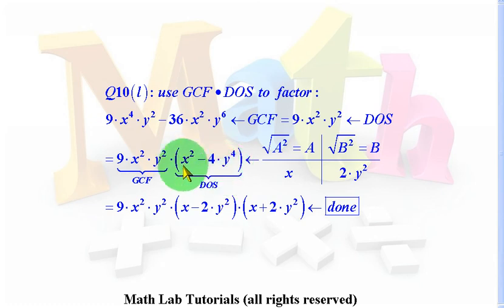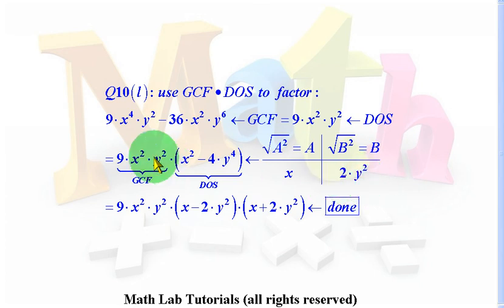And if we look inside the brackets over here, we identify this as a DOS. This is a perfect square. 4 is certainly a perfect square. And y to the power 4 is a perfect square. Why? Because this exponent is even, and that's even. Okay? So again, the square root of x squared is just x. The square root of 4 is 2. The square root of y to the power 4 is y squared.